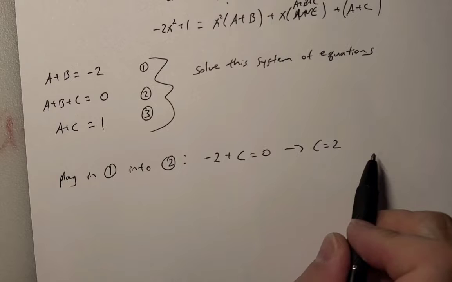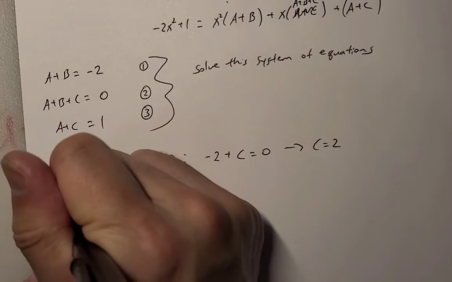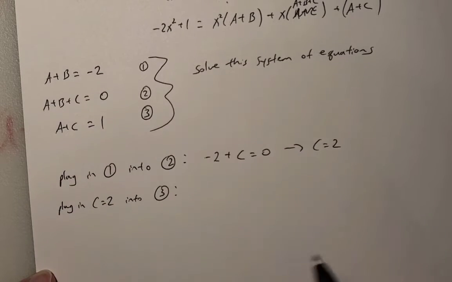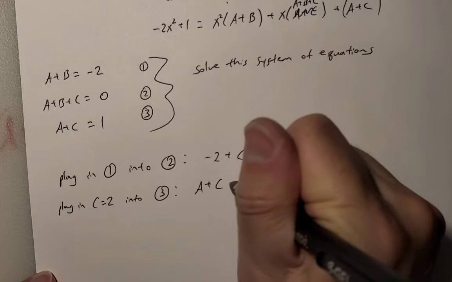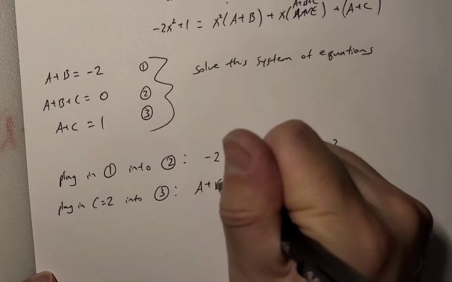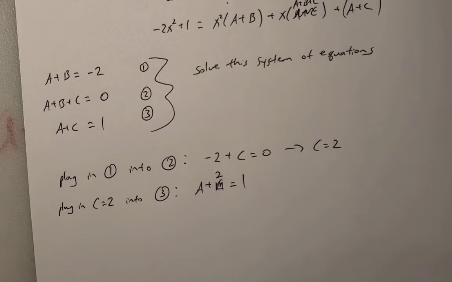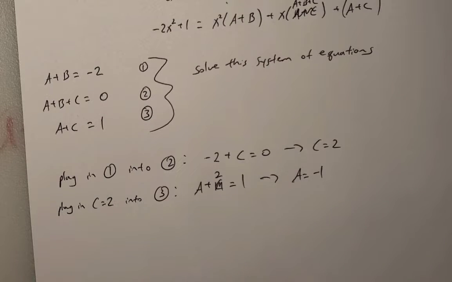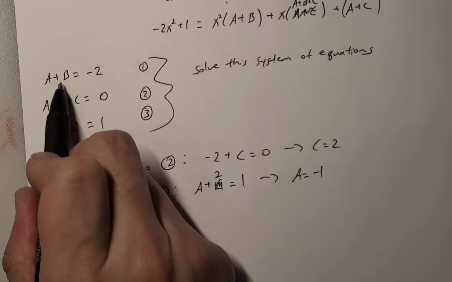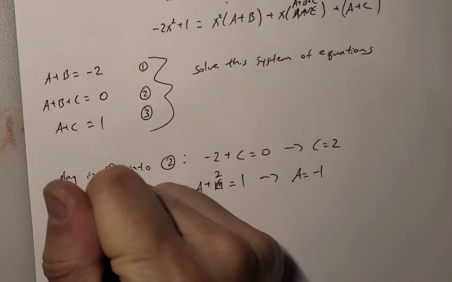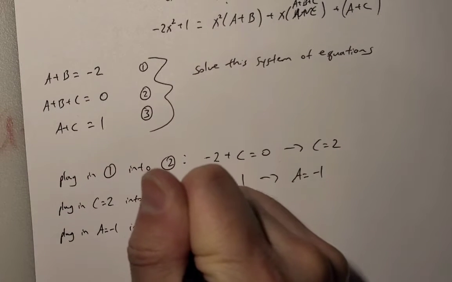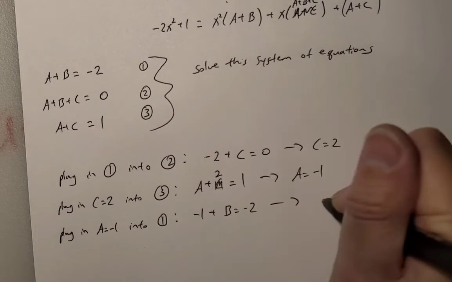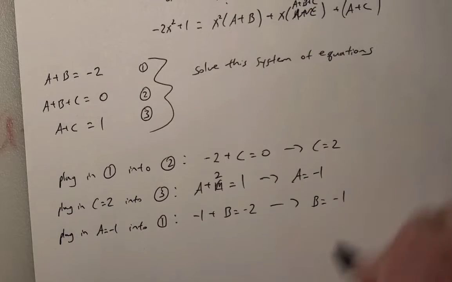We know C is 2, so we can find A from equation 3. We plug C equals 2 into equation 3. So we have A plus C is 1, and C was 2, so A plus 2 is 1, which means A is negative 1. Now that we know A, we can plug it into equation 1. So we plug in A is negative 1 into equation 1. It'll be negative 1 plus B is negative 2, which means that B is also negative 1.